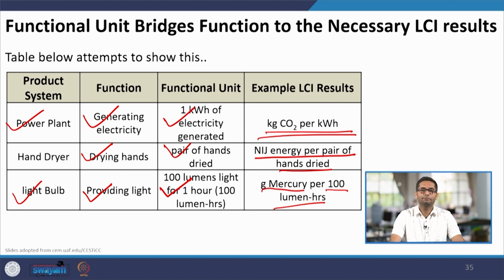With this, we end today's class. In the next class, we will be putting more emphasis on discussing the system boundary. How do we understand this system as a whole, and what are the different types of consideration that need to be put into it. Thank you.